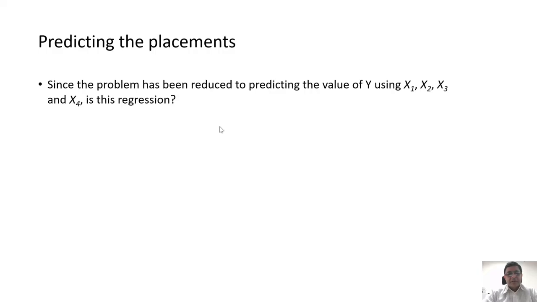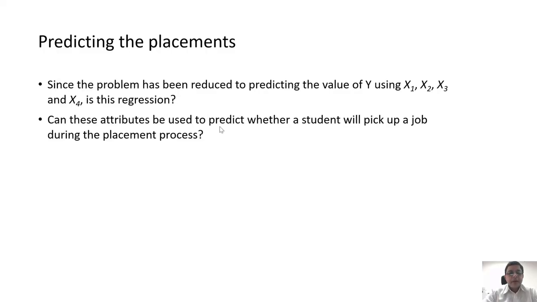So is this regression then? Are we talking about a regression problem? If this were a regression problem, we would have written the expression in a particular way. But essentially, we are asking, can these attributes be used to predict whether the student will pick up a job during the placement process? So essentially, are these attributes in any way related to Y, right?